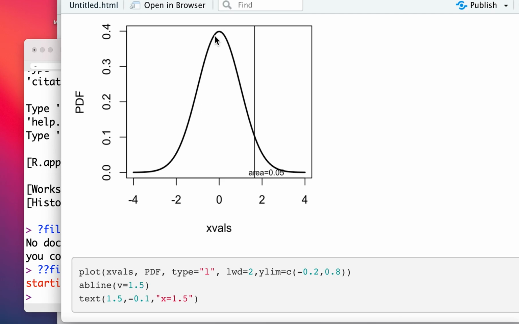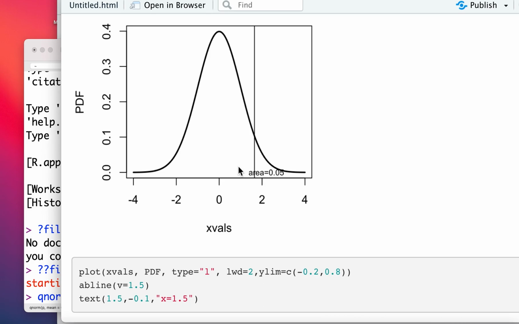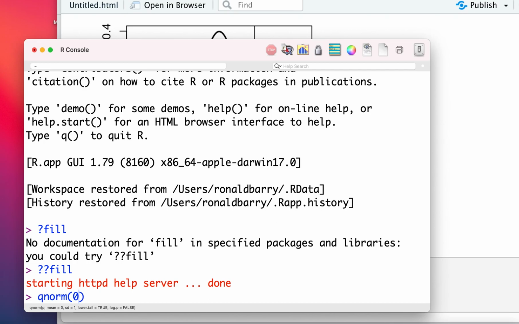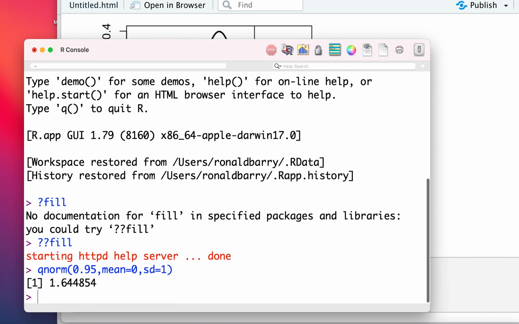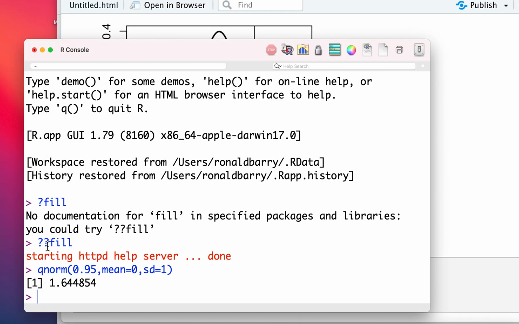So I have a standard normal. I go to the R console, and to get a critical value, I do qnorm. Now the area less than the cutoff is 95%, since 5% is above. Then I should put the mean and the standard deviation, but I'll show you a trick in a second. I hit that, and it says the cutoff should be 1.644. So right here is 1.644, which has 5% above it.